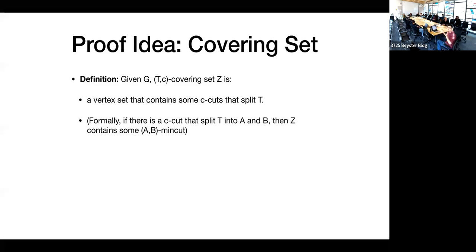So now I will give you only the idea about computing something called a covering set. Let me define the covering set. Given a graph G, I want to find a set of nodes Z. It's called a cut covering set if it is a vertex set that contains some min cut that splits T. More formally, it's a set of vertices such that if there is a cut that splits the terminals into A and B, then Z will contain that min AB cut. This is called a cut covering set.